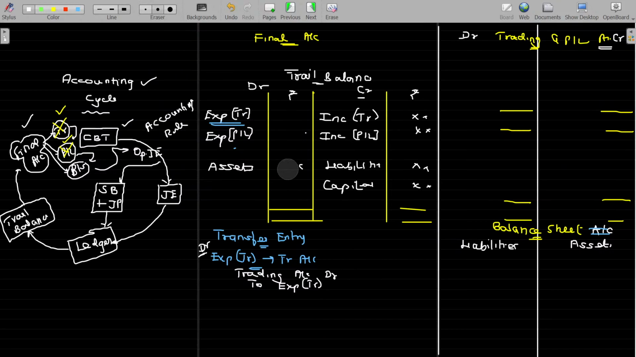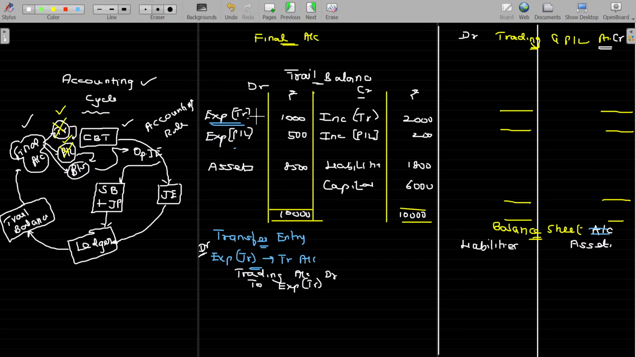For your better understanding, I'll give assumed numbers also here. Trading account expenses being 1000, profit and loss expenses 500, trading income 2000 rupees, profit and loss income 200 rupees, liabilities 1800 rupees, and capital 6000 rupees. So the overall total being 10,000 rupees. Am I right? Here also we have 10,000 rupees. And assets should be 8,500. So assume that this is the summary of the trial balance.